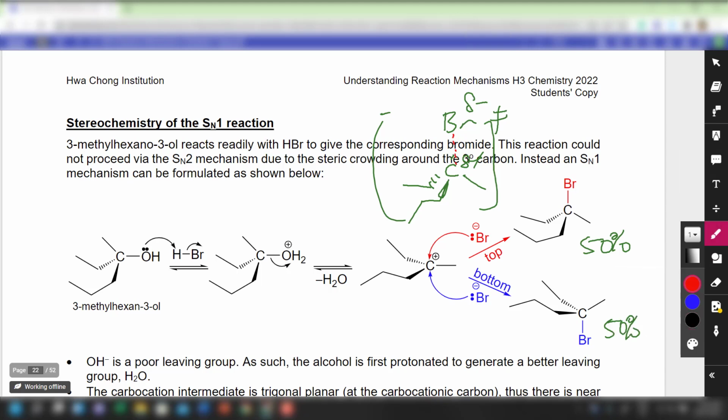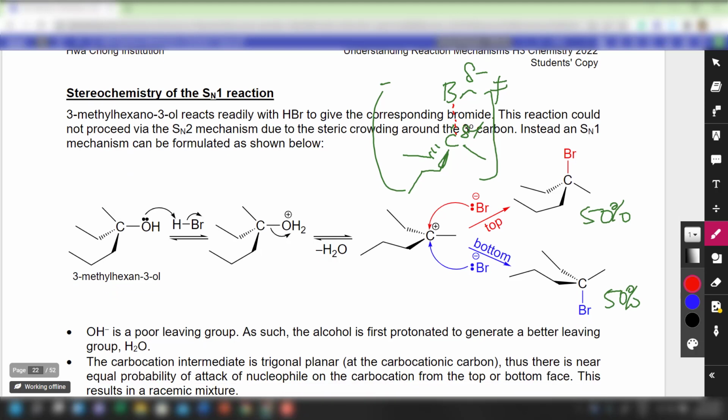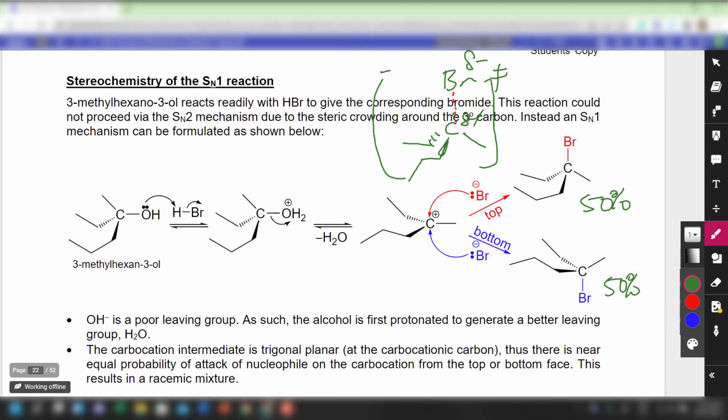Okay, so this is the dotted line leading to the product. Then I'm going to showcase another intermediate below. So this is the transition state leading to the product where the approach is from the bottom. Okay, so I'm going to draw the Br here, and then the dot. Okay, yeah, so this is the transition state leading to the product.